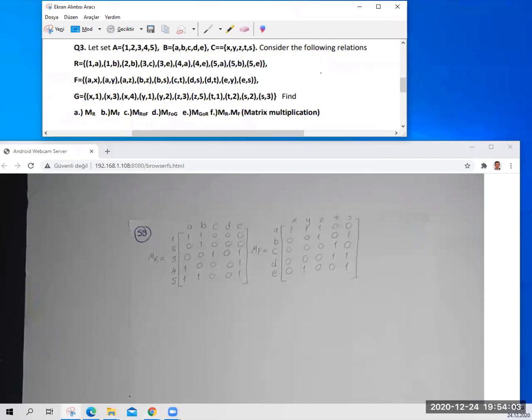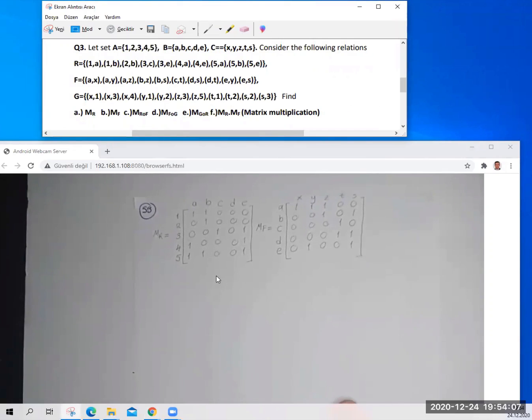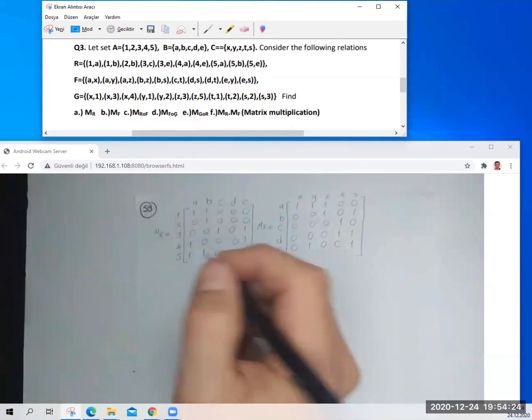Okay, to see the question, this is the easy way. Let's write the matrix of R, F. I need to write G also. Then that's it. Okay, let's write the matrix G.